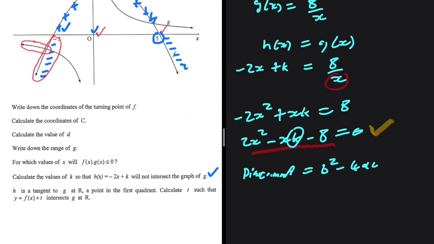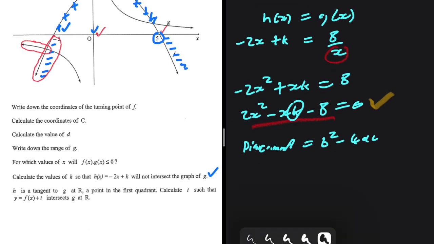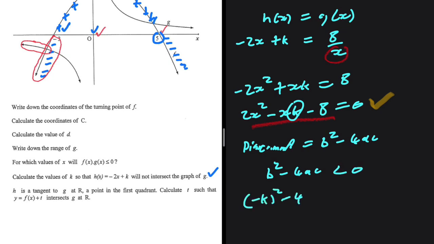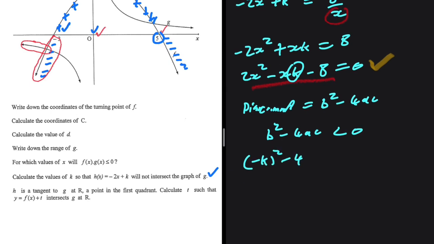We have the values of k for which the two functions h of x and g of x will not intersect. Right, that is a lot to digest, so maybe you need to rewind a bit and listen to it again. But anyway, the discriminant is equal to b squared minus 4ac. We're interested in the case where b squared minus 4ac will be less than 0. Well, in our case, b is minus k, the coefficient of x. So we have minus k squared minus 4ac. It's a, not c. A is 2 and c is minus 8, less than 0.